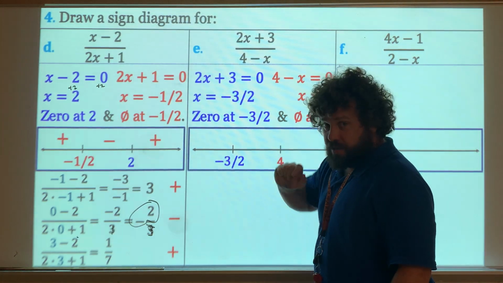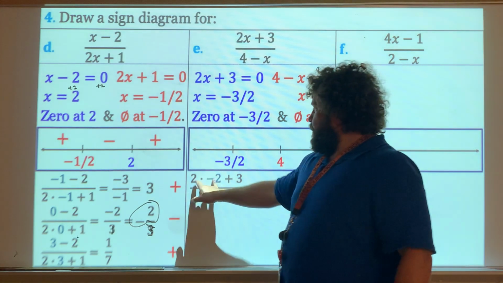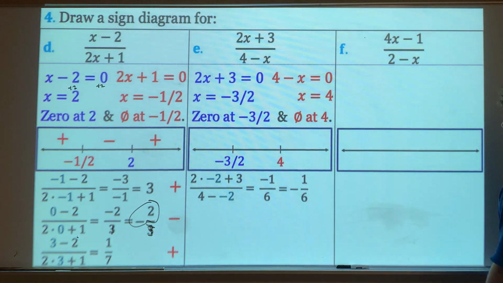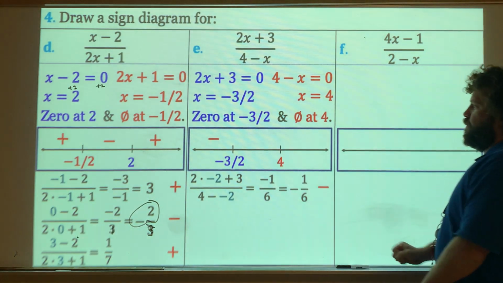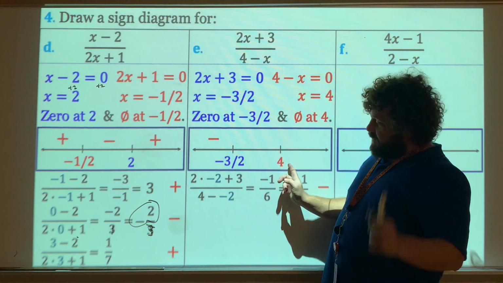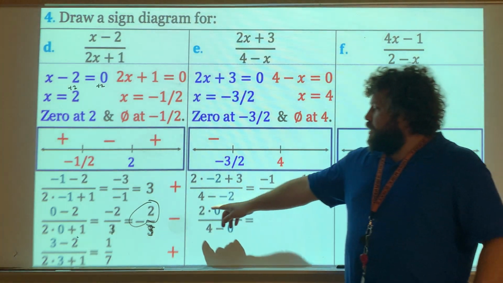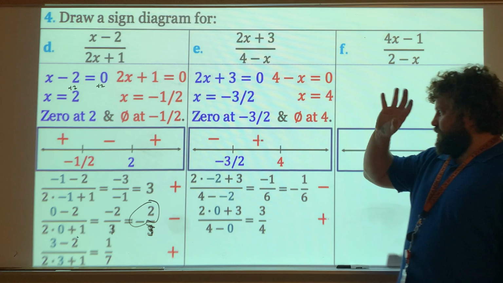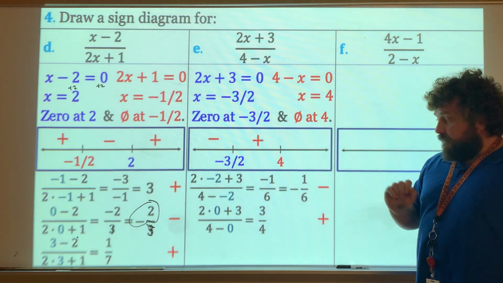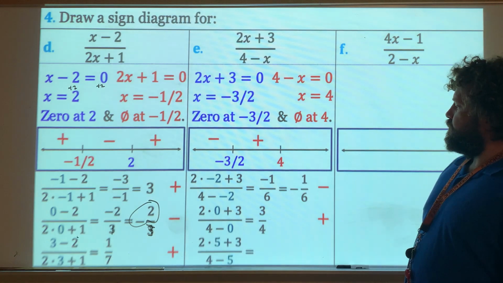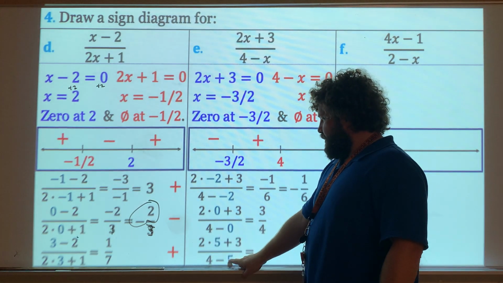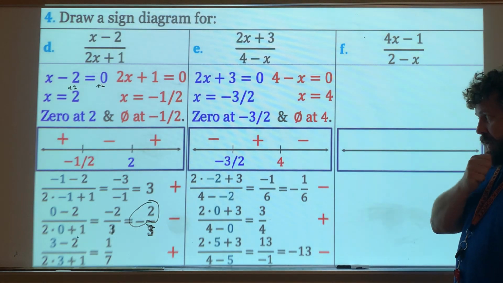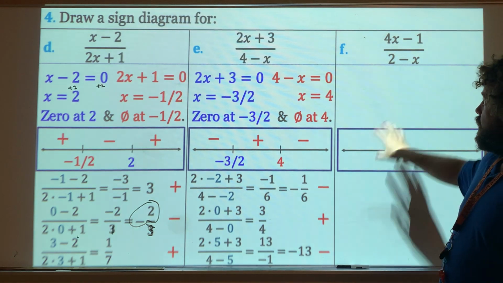Negative 1/2, number less than that would be negative 2. Negative 4 plus 1 is negative 1 over 6, which is negative 1/6, which is negative. Pick a number between a negative and a positive. Good old 0. 2 times 0 is 0. 0 plus 3 is 3. Divided by 4 is 3/4. Positive. Number larger than 4. 10 plus 3 is 13. Divided by negative 1, negative 13, which is negative. Right? F.